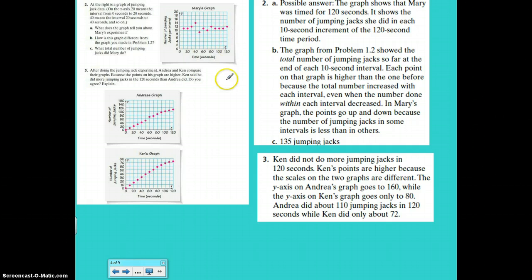Number 3 is after doing the jumping jack experiment, Andrea and Ken compare their graphs because the points on his graph are higher. Ken says he did more jumping jacks than Andrea. Do you agree? If you look carefully, you would disagree because Ken has a higher point, but if you look at his scale goes to 80, while hers goes to 160. So if you look, her total jumping jacks was about 110, and his was a little over 70.